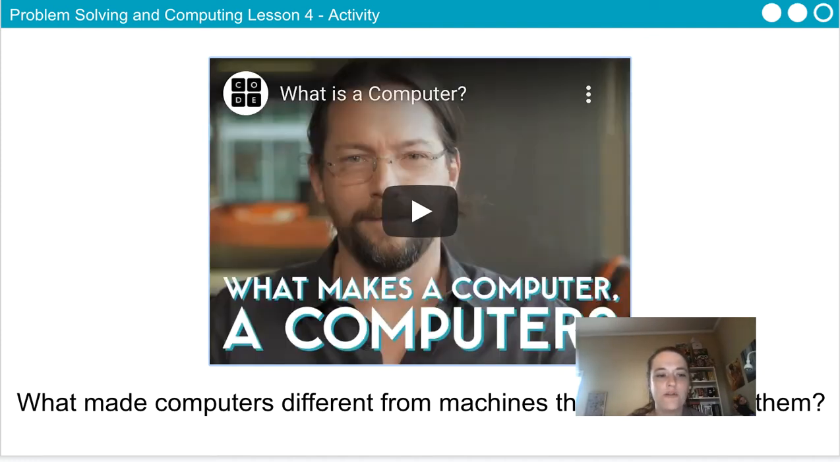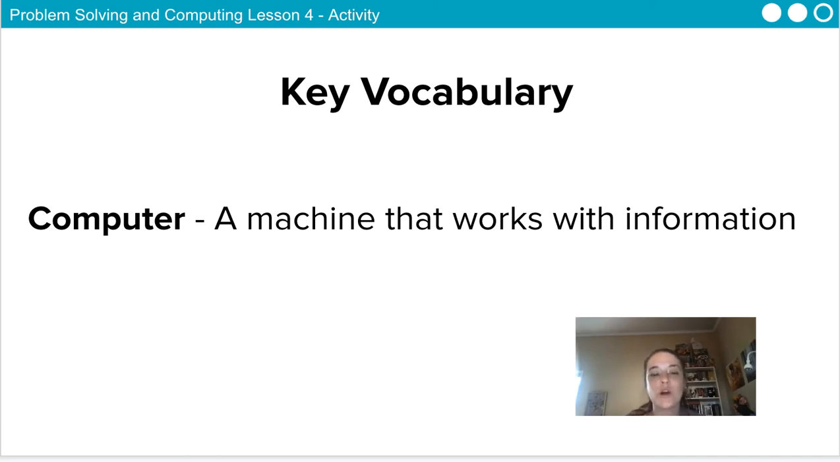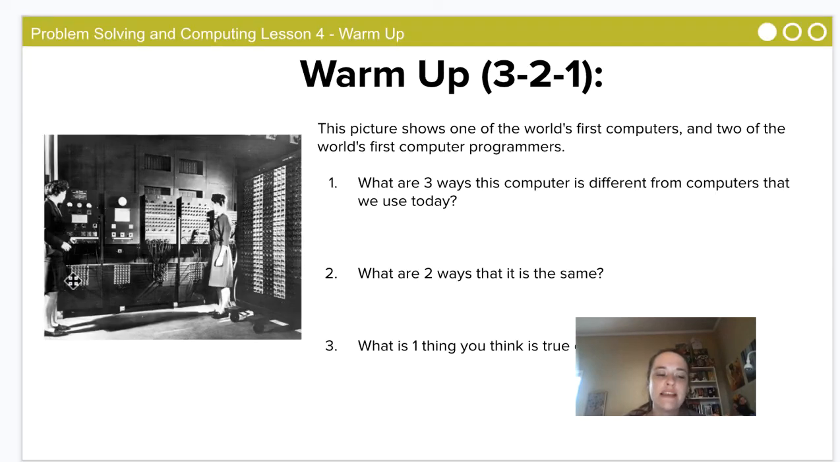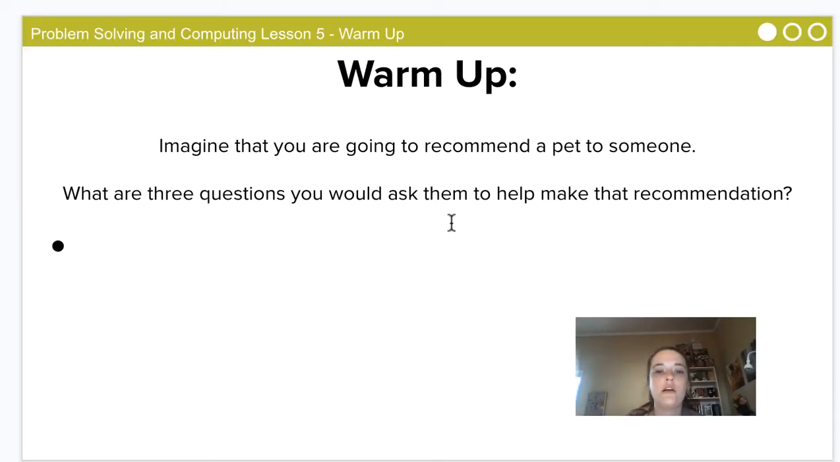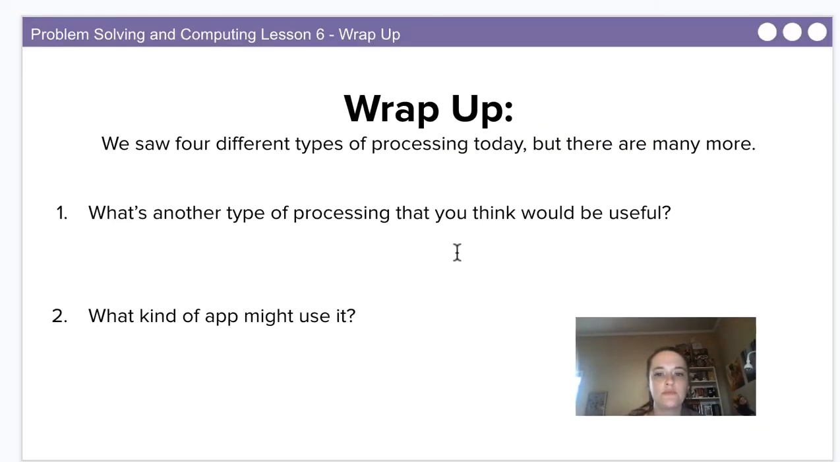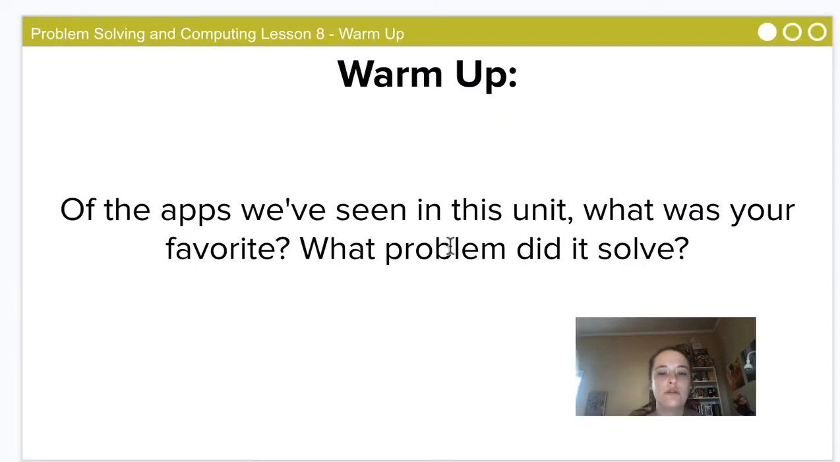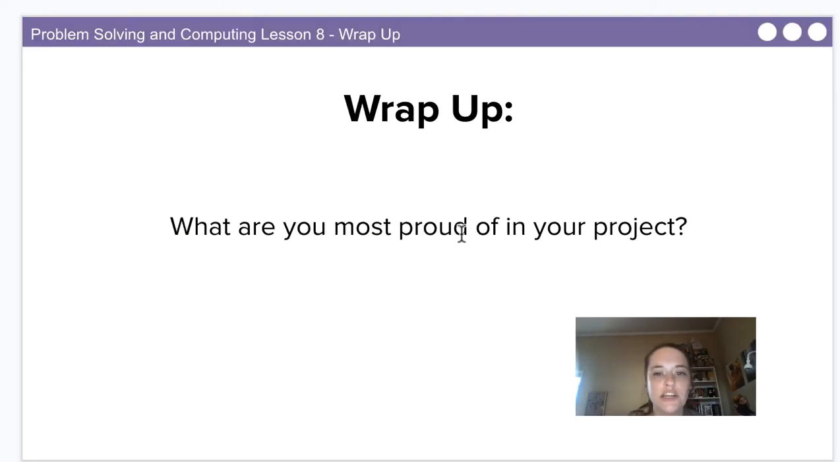All right, so the main thing that you should pick up from that is that a computer is a machine that works with information. So what I want you to do in your journal is scroll to the very bottom. Scroll all the way down. Okay, once you're at the very bottom, that's Lesson 8 wrap up.